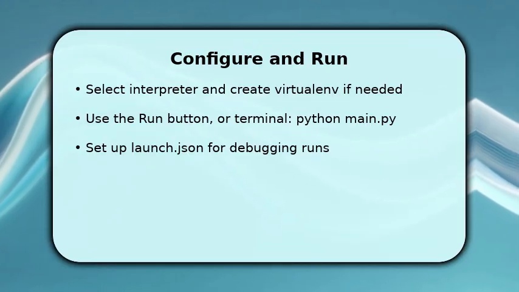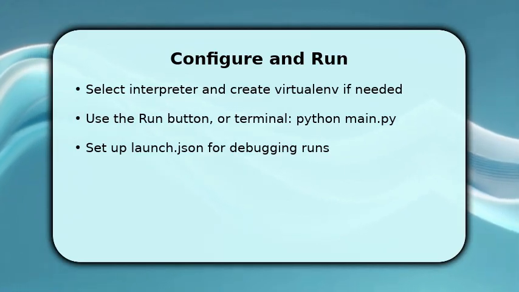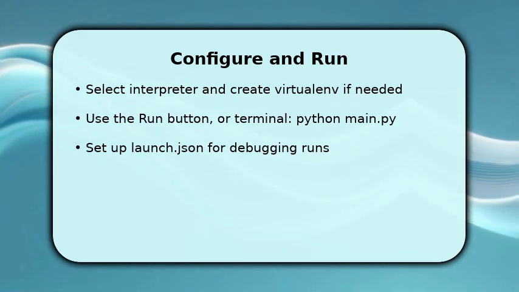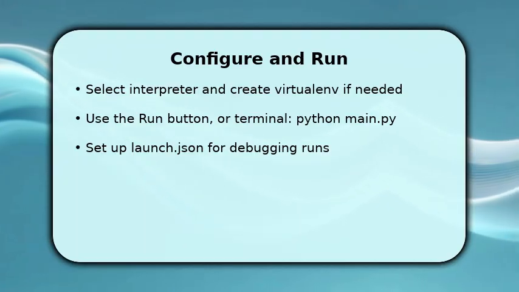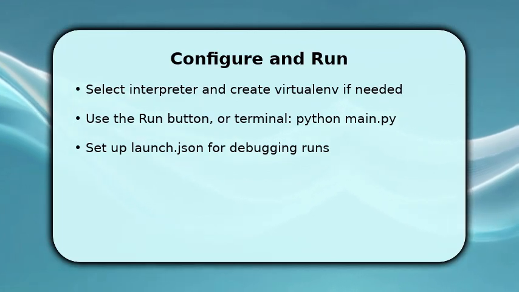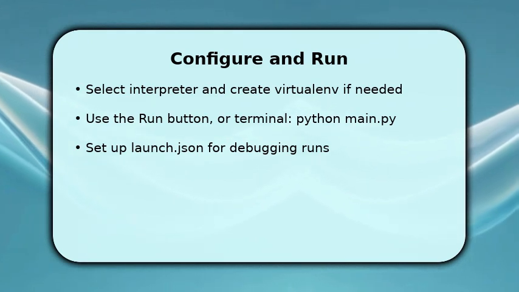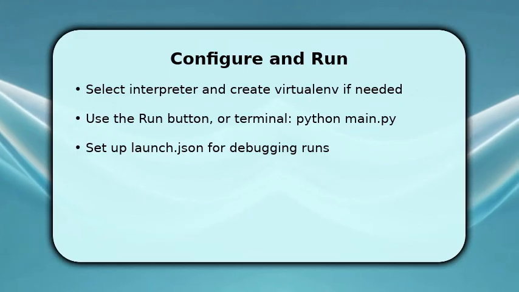Use the Run Python file play button for quick execution, or open the integrated terminal and run python main.py. If you need breakpoints, press F5 to create launch.json. Configure args, environment variables, and console type. This tells VS Code how to launch and debug your script reliably for development and testing.